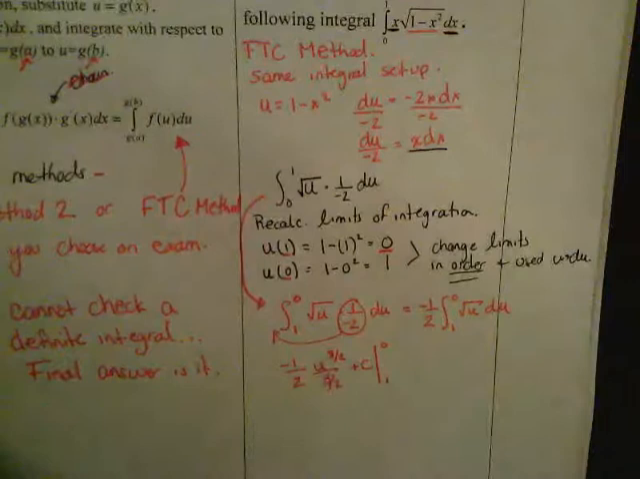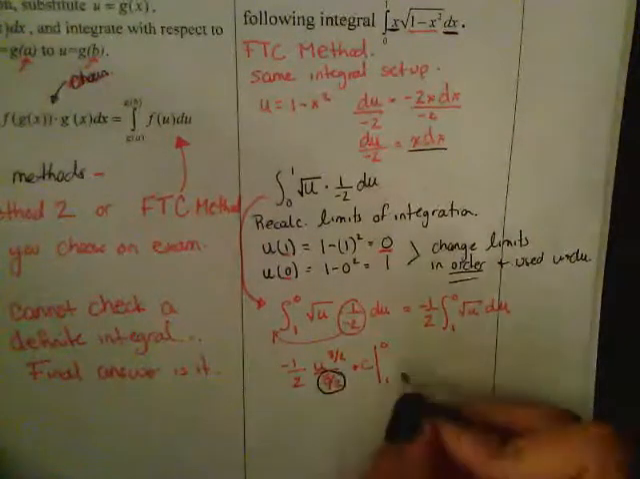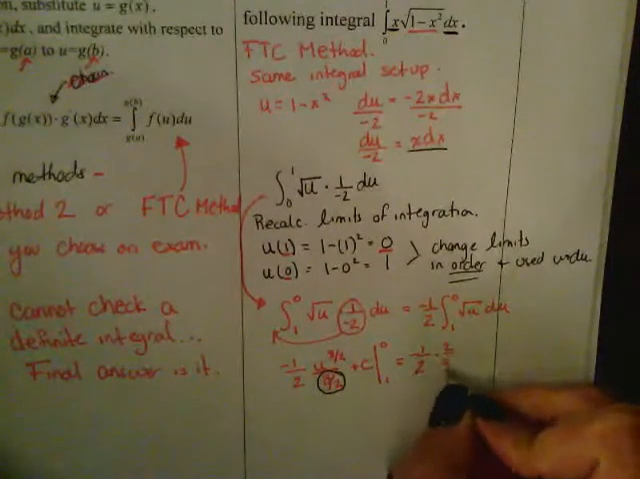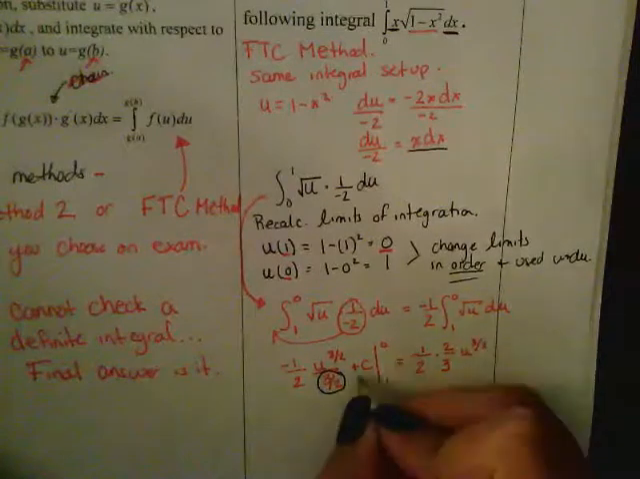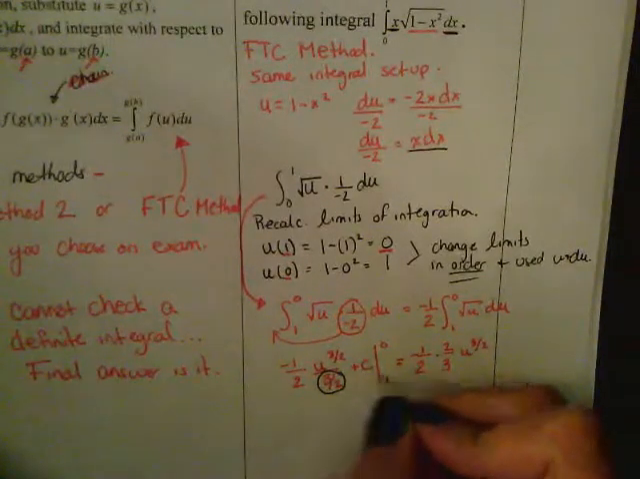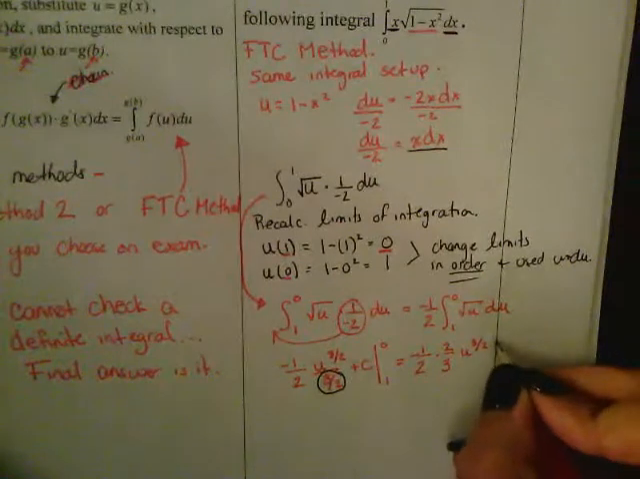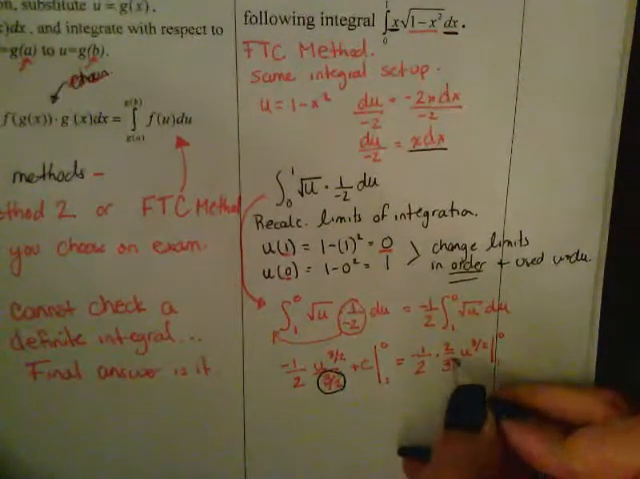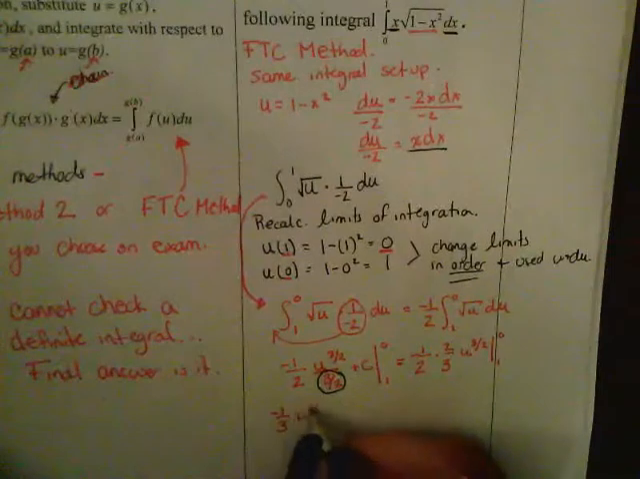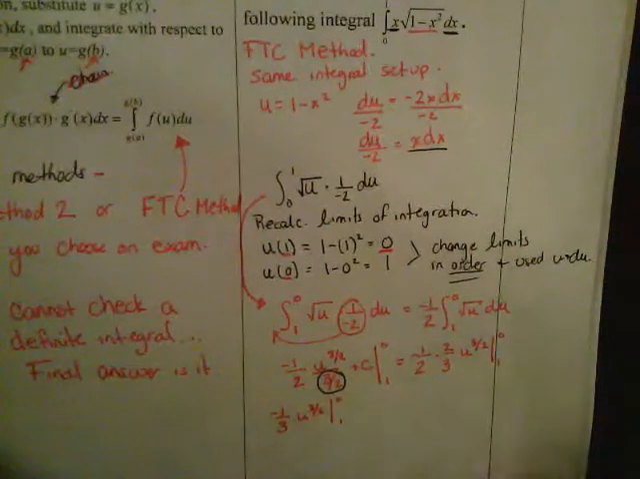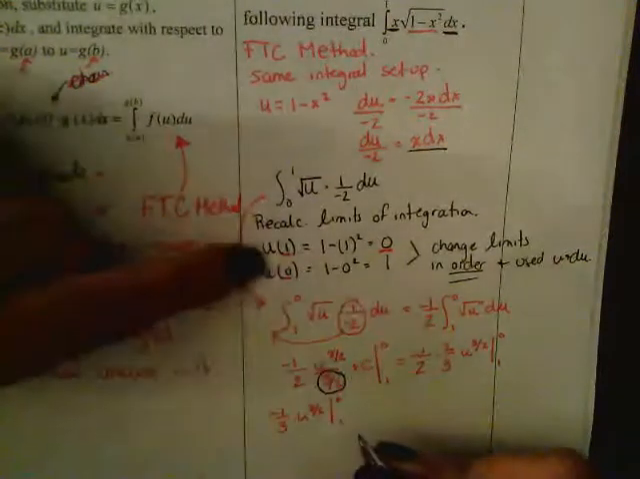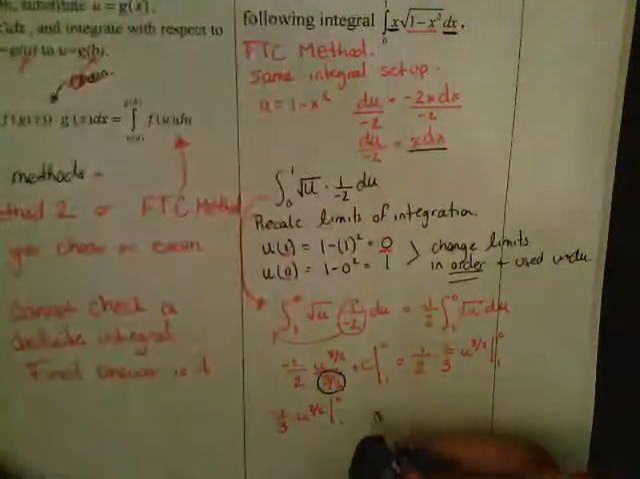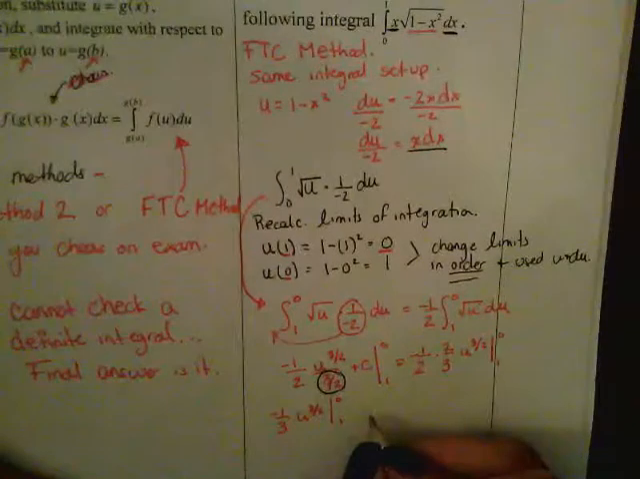Rewrite this: you take the bottom guy, flip it, and multiply. So we end up with negative 1/2 times 2 over 3 u to the 3/2. Remember, the plus c in a definite integral doesn't matter because it ends up canceling itself out, so I'm just going to ignore it from now on. Negative 1/2 times 2/3 is negative 1/3 of u to the 3/2 from 0 to 1. Since I'm using the fundamental theorem of calculus, I'm using my new u bounds, so there's no need to back substitute.